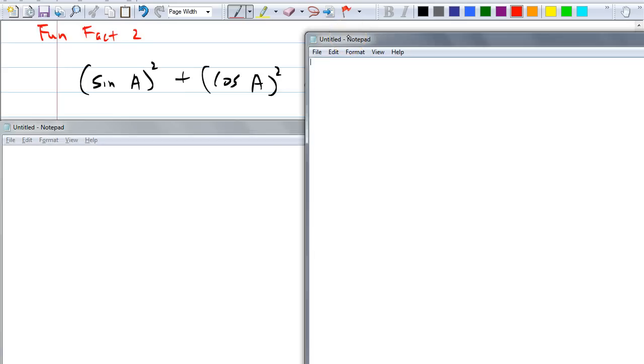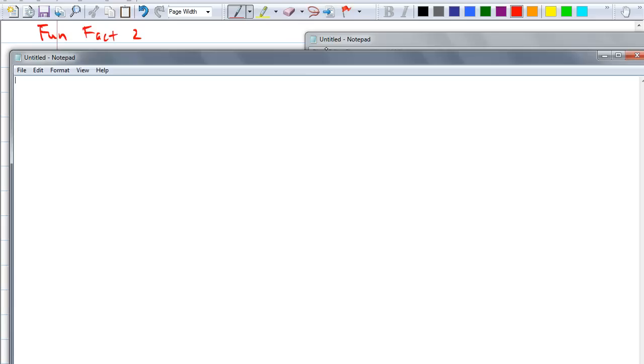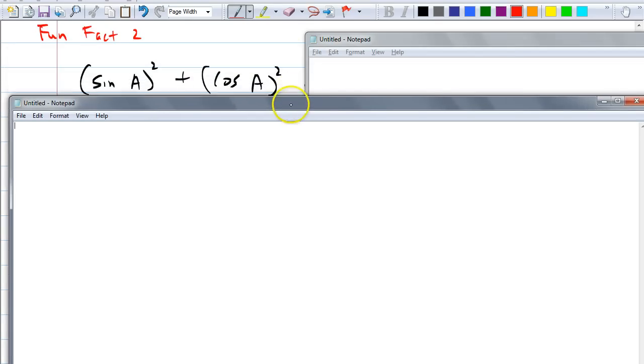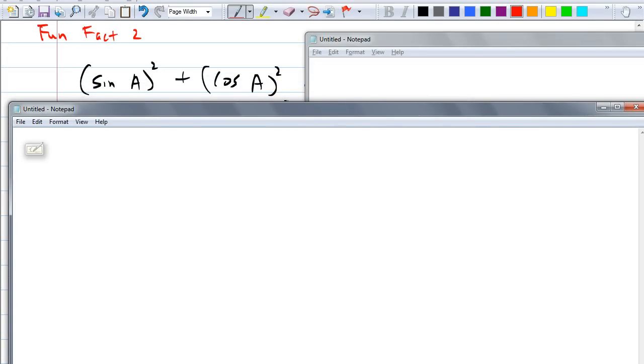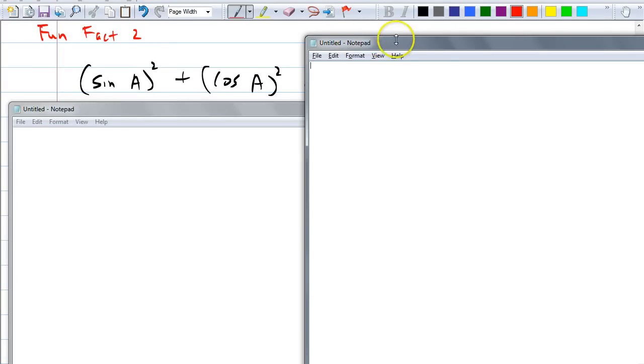Let me show you the second fun fact now. You ready for fun fact 2? Okay, here we go. It says, if you were to square the sine of an angle plus the cosine of the same angle squared, it equals 1.